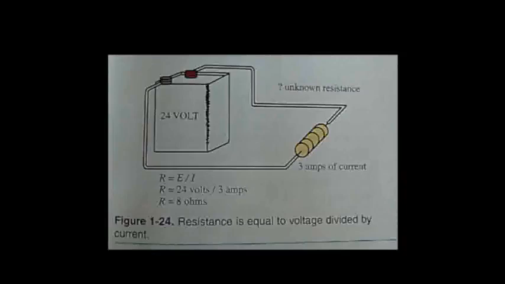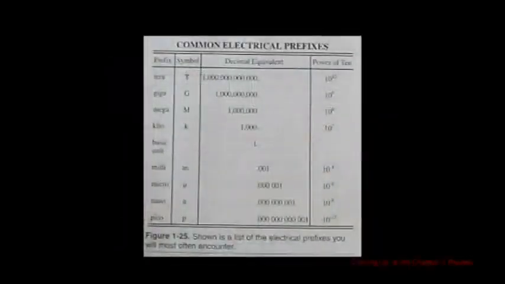In figure 1-24, a resistor is connected to a 24 volt source. A meter that measures current indicates there are 3 amperes present in the circuit. Again, by applying Ohm's law, the amount of resistance needed to limit the current value to 3 amperes is found to be 8 ohms. The application of Ohm's law may seem strange at first, but with a little practice it will become second nature to you.